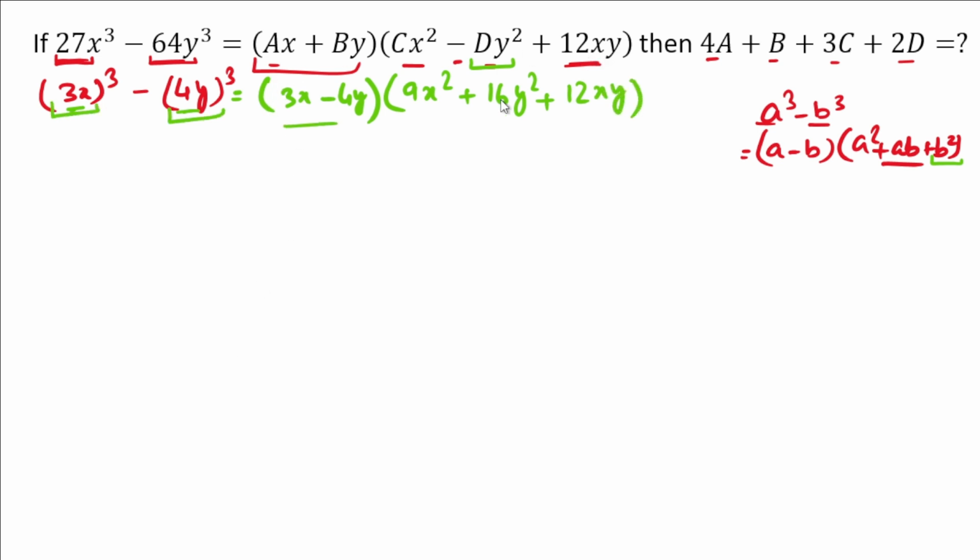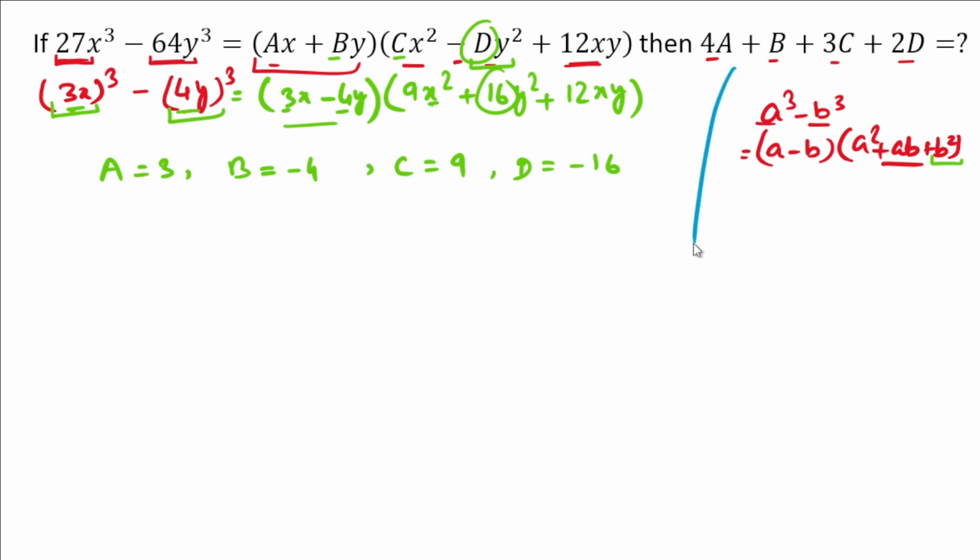Now we'll compare this value. So here in place of 3 it is a, so we can write a is equal to 3. Similarly for b it is negative 4y, so b is negative 4. Similarly here cx square, so c is 9. And d here is 16 with a negative sign, so the value of d will be negative 16. So now we have calculated the values of a, b, c, d.